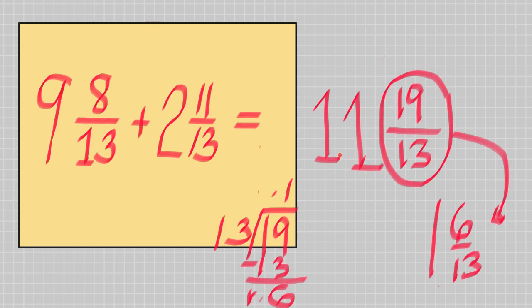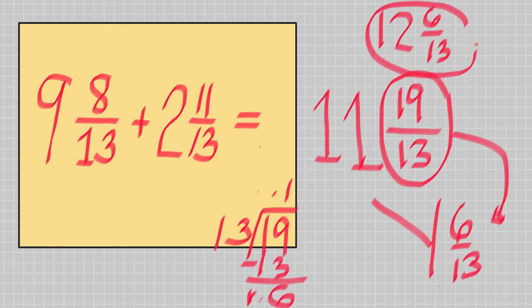But you have 11 here. So all you need to do is to add this whole number and this whole number. 11 plus 1 will become 12. And copy the proper fraction, which is 6 over 13. Is the answer final? Is 6 over 13 final? Yes, this is the final answer, 12 and 6 over 13. So 9 and 8 over 13 plus 2 and 11 over 13 is equal to 12 and 6 over 13.